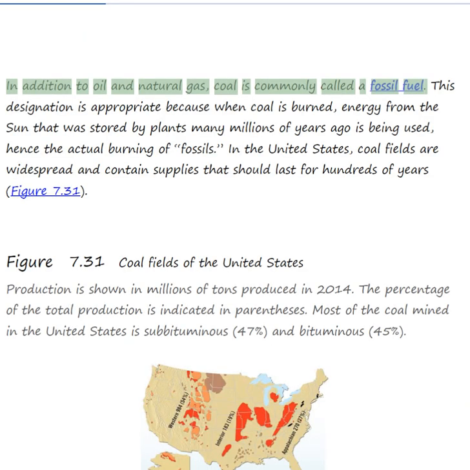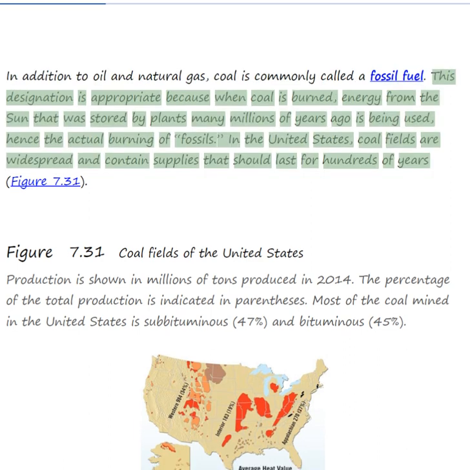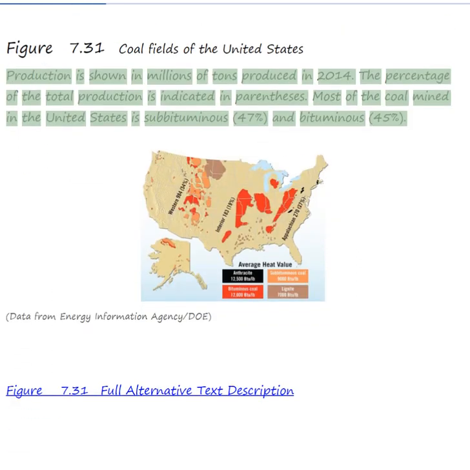In addition to oil and natural gas, coal is commonly called a fossil fuel. This designation is appropriate because when coal is burned, energy from the sun that was stored by plants many millions of years ago is being used, hence the actual burning of fossils. In the United States, coal fields are widespread and contain supplies that should last for hundreds of years. Production is shown in millions of tons produced in 2014. The percentage of the total production is indicated in parentheses. Most of the coal mined in the United States is subbituminous and bituminous.